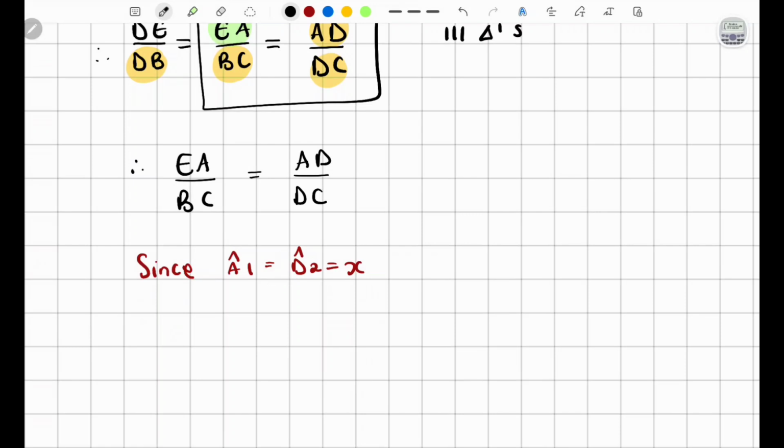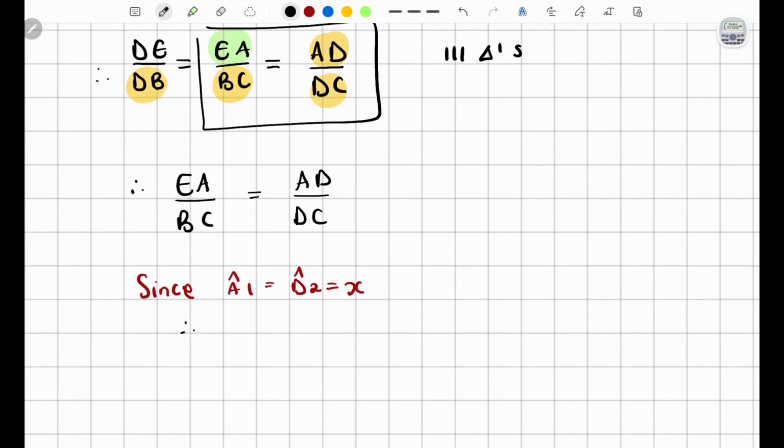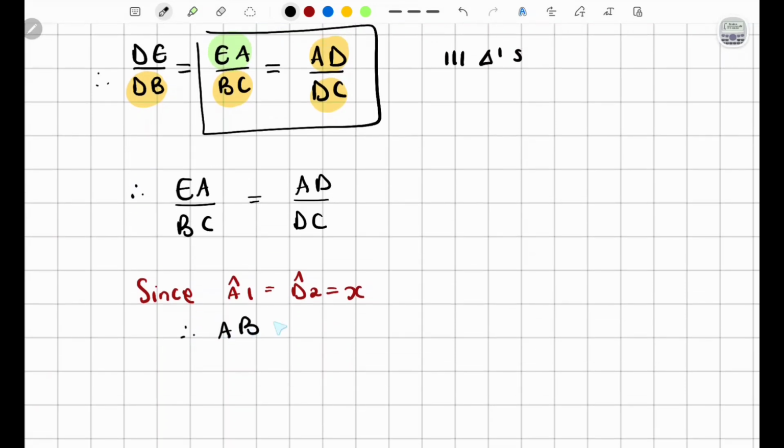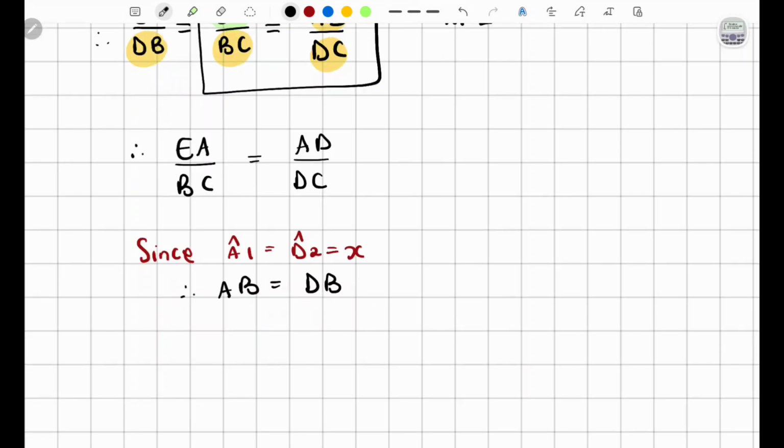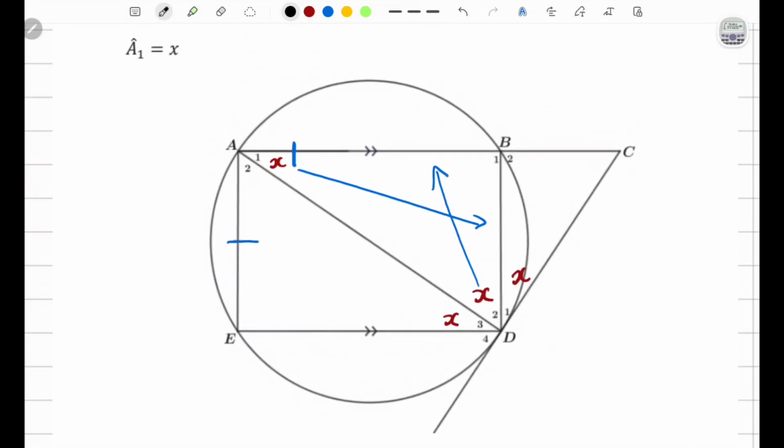So since angle A1 is equal to angle D2, which is X, it means that those two lines are equal, that AB is actually equal to DB. And then you have to give a reason for this. Normally it's a situation where you have a triangle and two sides are already equal, then you have to show that those two angles are equal, and the reason would be angles opposite equal sides are equal. But this time we see that the angles are already equal, so you can just say sides opposite equal angles are equal. It's really just the opposite of that one.